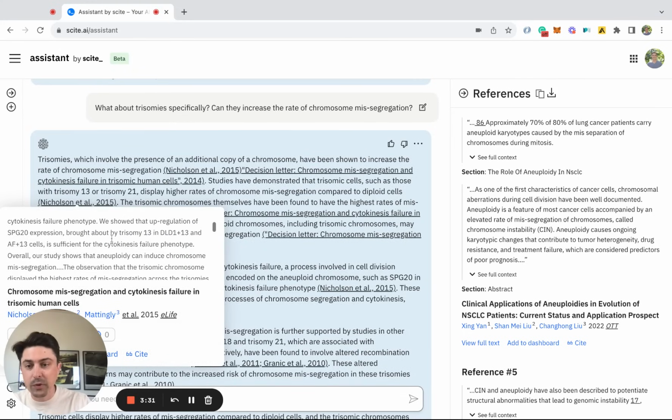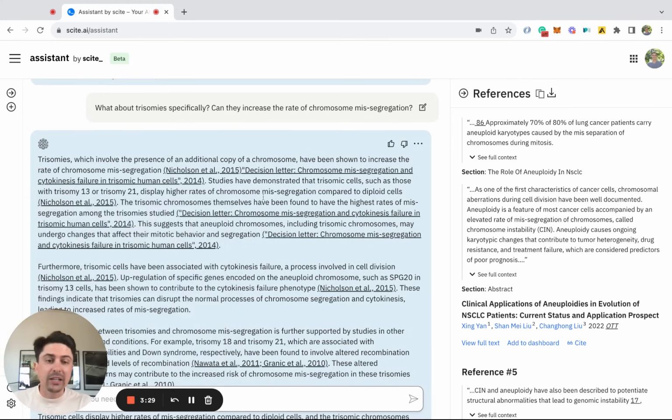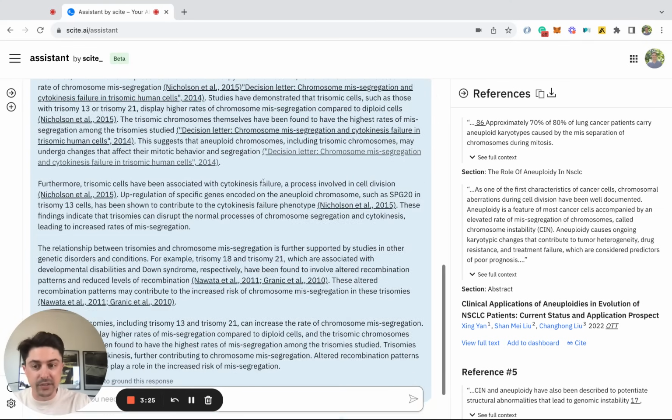So this is a powerful way to get answers directly back from the research, reduce hallucinations, and then get real references to support the claims from this output.